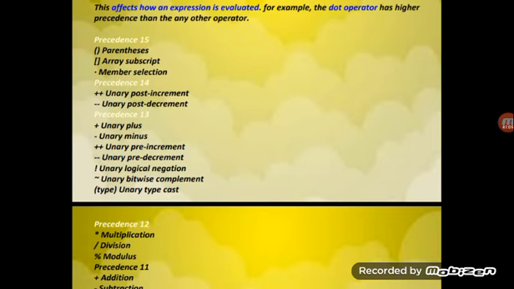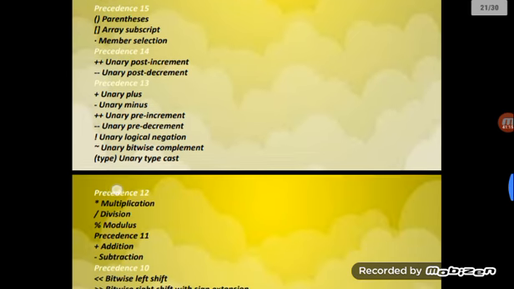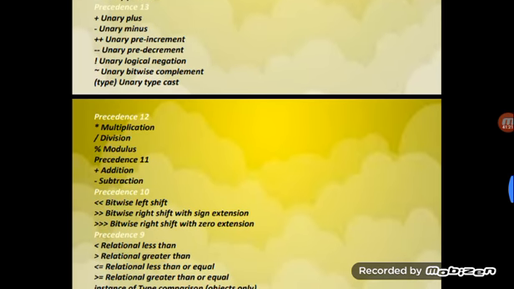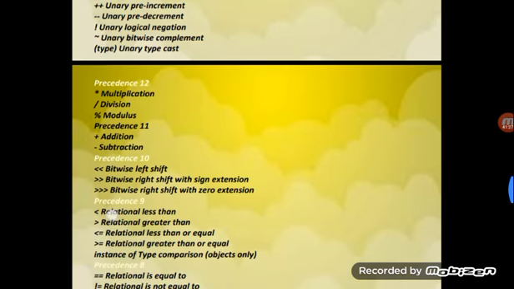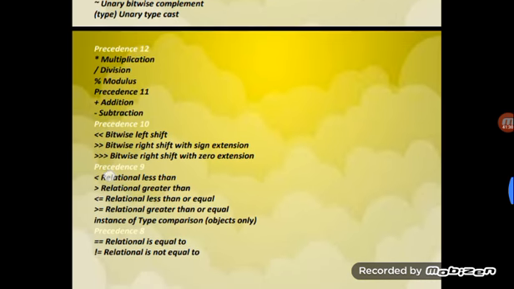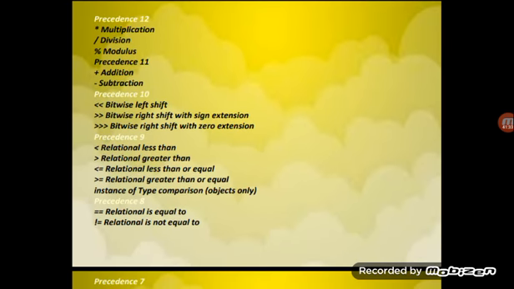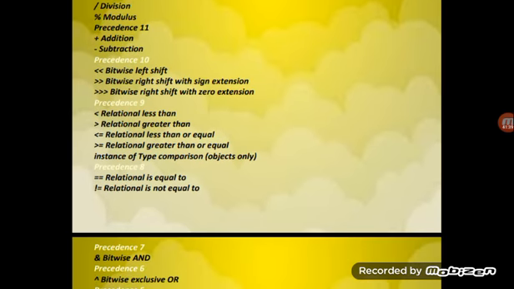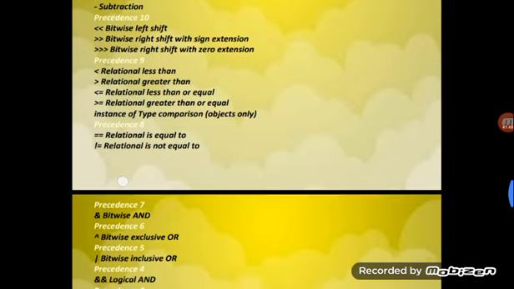For this, precedence 15 covers parentheses, array subscript and member selection; precedence 14, unary post increment and unary post decrement; precedence 13, unary plus and minus, unary pre increment, unary pre decrement, unary logical negation, unary bitwise complement and type cast; then multiplication, division and modulus; then addition and subtraction. Then precedence 10 has bitwise left shift, bitwise right shift with sign extension, and bitwise right shift with zero extension, and then precedence 9 will be there.